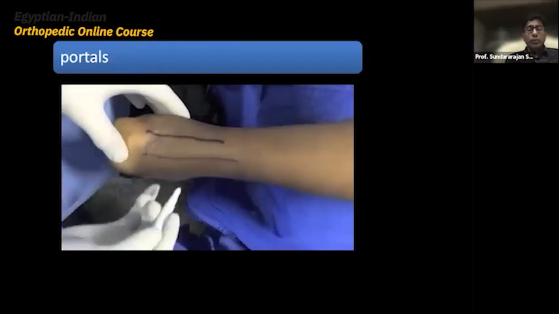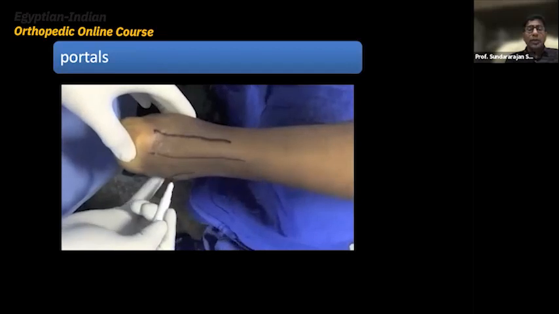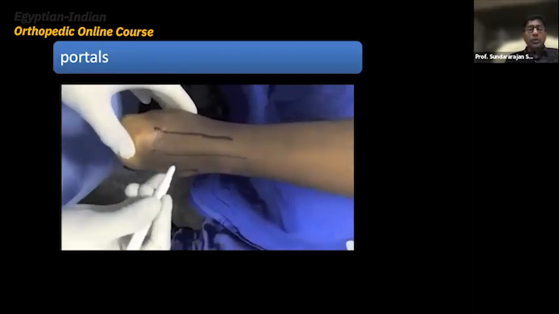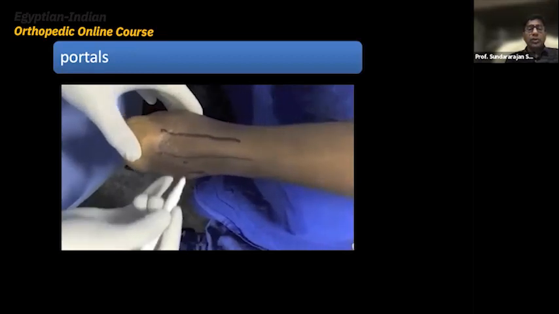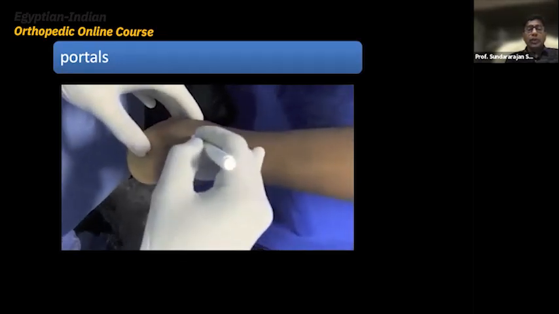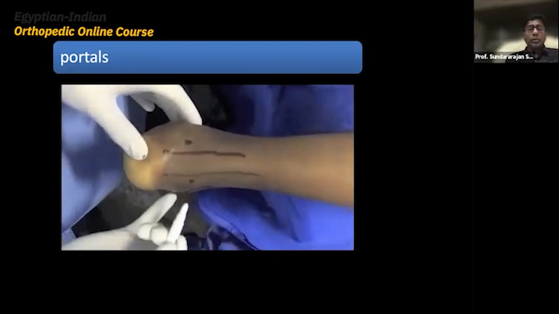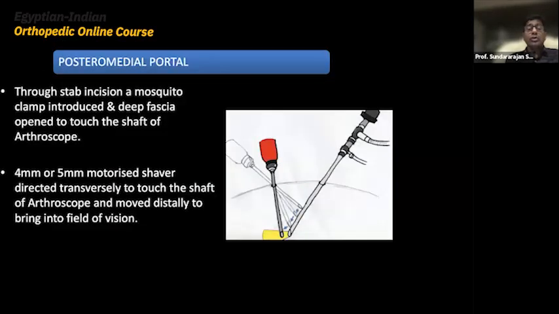This is the prone position. You mark the lateral malleolus. The tip of the malleolus corresponds to your posterolateral portal. So that is the posterolateral portal, and the posteromedial portal is again close to the tendo Achilles. You mark the tendo Achilles, then go as close as possible. Because of the tight space, it's very difficult to get into the triangulation.